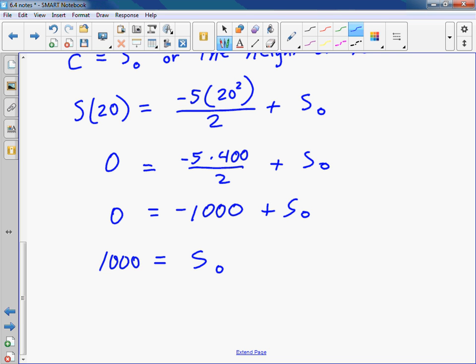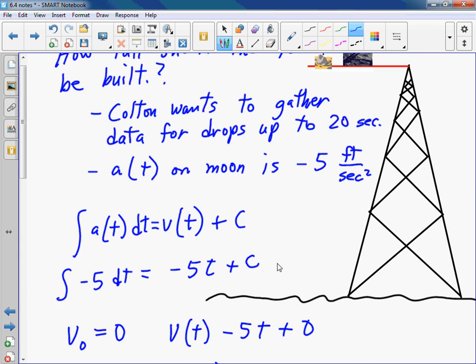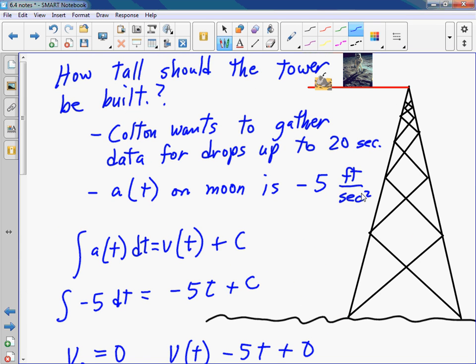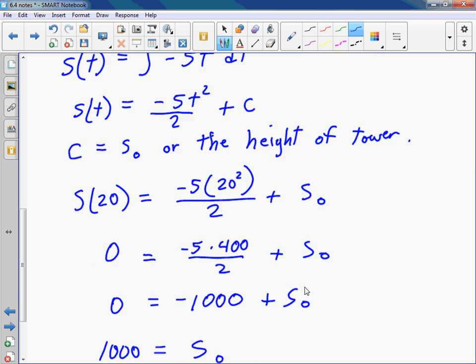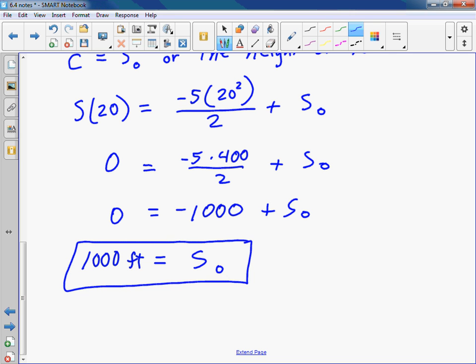And those units are, we were in feet on this one, I think. I might have said meters. Feet per second squared for gravity, so this will be in feet. We always want to make sure our units are right. 1,000 feet equals S sub 0.